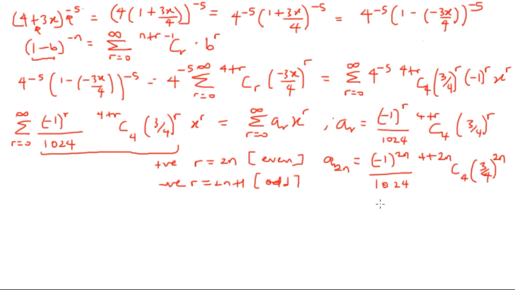But notice that minus 1 raised to power 2n, 2n is an even number, so n can be any number. Minus 1 raised to power 2n is 1, but minus 1 raised to power 2n plus 1 is minus 1. So we don't need to include that in our solution again. So a_2n is now 1 over 1024, then 4 plus 2n combination 4, and of course 3 over 4 raised to power 2n.